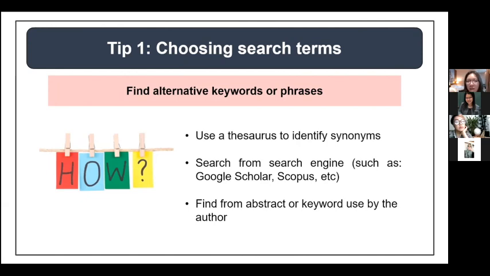These are the keywords usually found when authors publish on a topic similar to your keywords. For example, what keywords are usually found in articles on halal tourism? So you can get some ideas from the search engine. You can also find alternate keywords from the abstract and the keywords used by the authors.